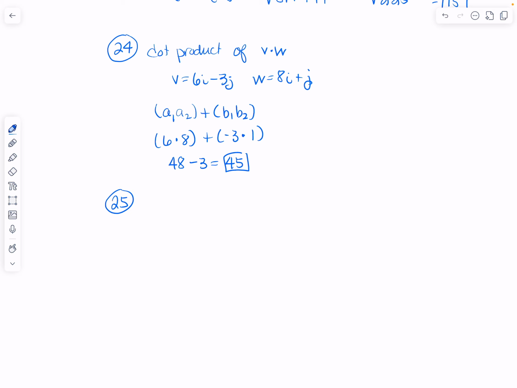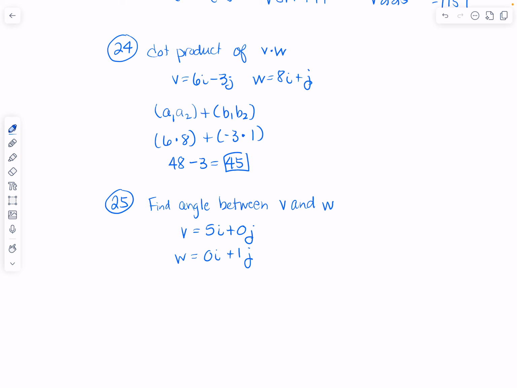25 states that we have to find the angle between the two vectors. And we're finding that between v and w. Okay, so vector v equals 5i. I'm going to put 0j just to keep track of everything. And w equals just j. So I'm going to put 0i plus 1j. Okay, so I just rewrote them just so I could work with it.